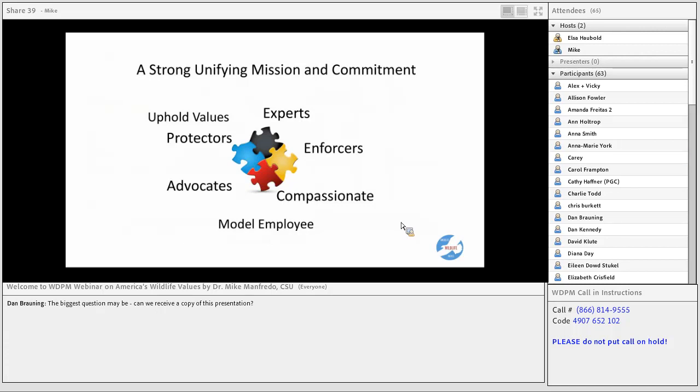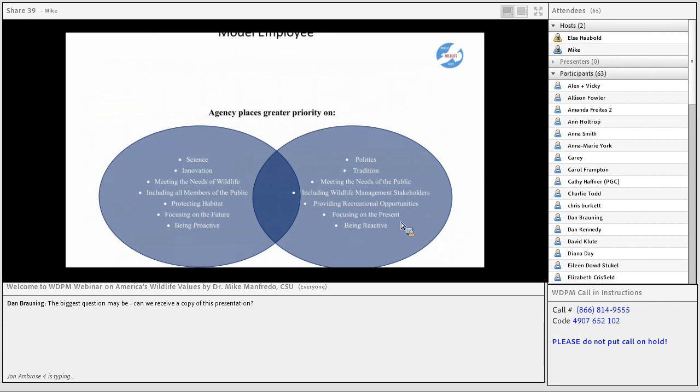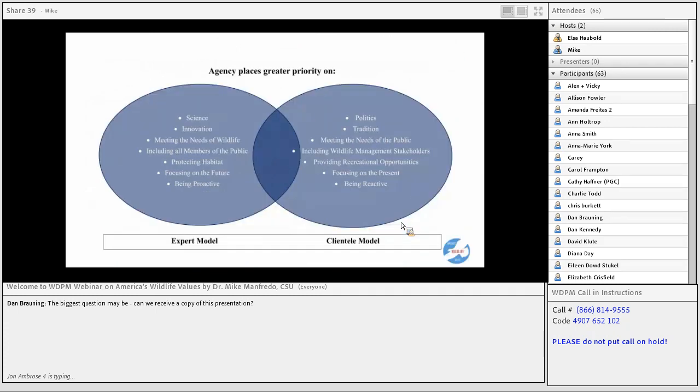And these are the values that we found. I've collapsed them into a core of the things that really define the values of the agency. They see themselves as experts about wildlife, enforcers of wildlife law, showing compassion toward wildlife. They're advocates for wildlife when there's a threat to wildlife and protectors of wildlife. It's a really strong affiliation. The two that we found really interesting is that, one, employees felt strongly that it was important to uphold the values of the agency, and two, they wanted to be a model employee. And these are really high percentages, over 80% across all the agencies. And it's, I think, what we would have expected. There's a strong cohesion in that agency.